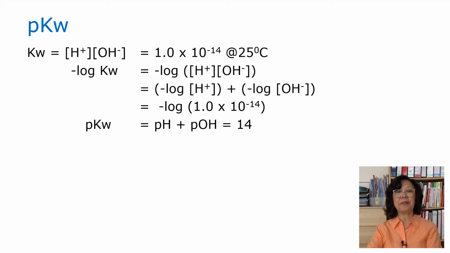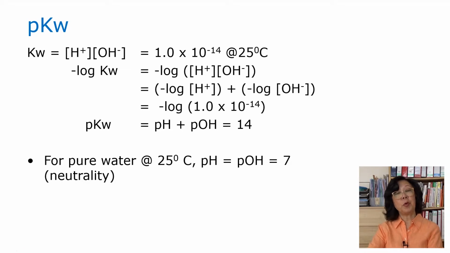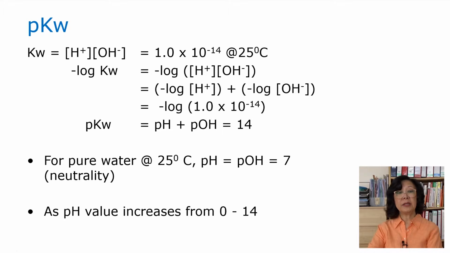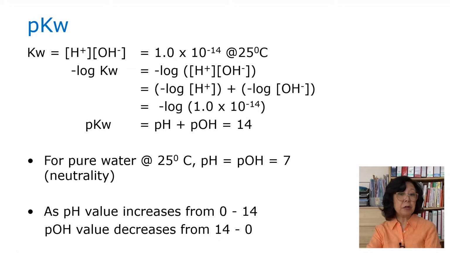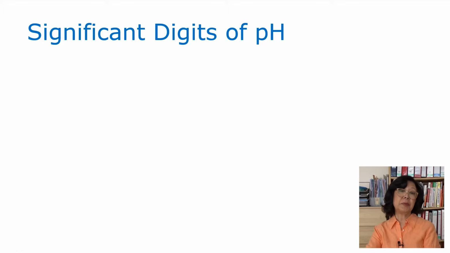Putting all that together, we now have a new equation, pKw is equal to pH plus pOH equal to 14, and we'll be using that equation in a number of calculations. So for pure water at room temperature, pH is equal to pOH equal to 7. Water is neutral. When the pH value increases from 0 to 14, that means the pOH value will decrease from 14 to 0.